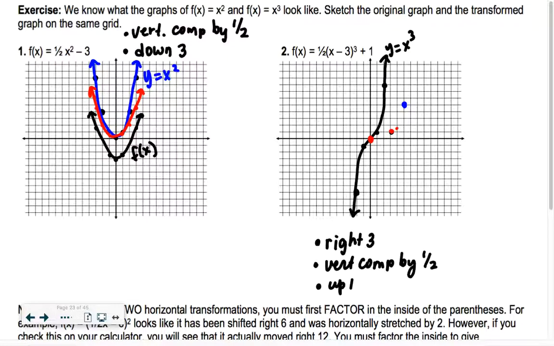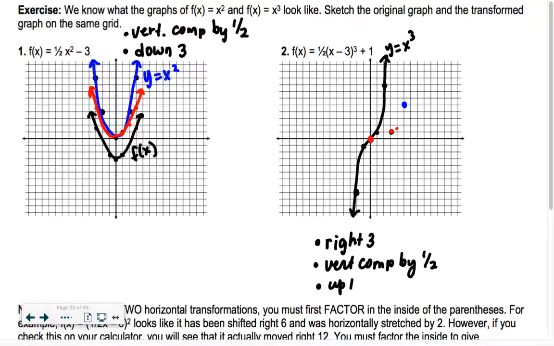Do you guys understand what I'm doing? So one thing at a time. All right, so this -1 is going to go to the right 3. 1, 2, 3. We're going to halve the y value. Well, the y value is -1, so it's going to go to -1/2. And then we're going to go up 1. So it's going to go right there.